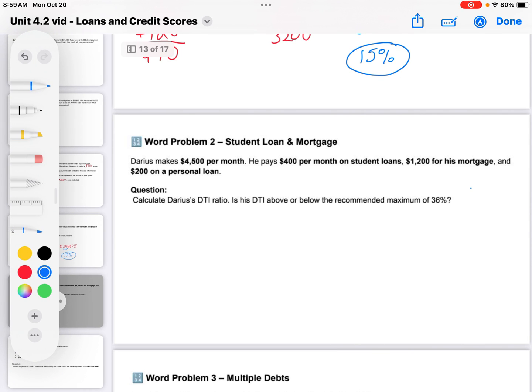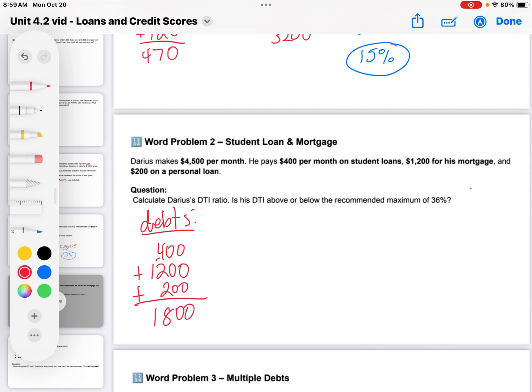All right, next one here. Darius makes $4,500 per month. He pays $400 per month on student loans, $1,200 for his mortgage, and $200 on a personal loan. Oh, goodness. Let's calculate his debts. So we're going to take 400 plus 1,200 plus 200. And it looks like he's paying $1,800 a month. His debt to income ratio is going to be 1,800 divided by 4,500. And we get 0.4, which is 40%.